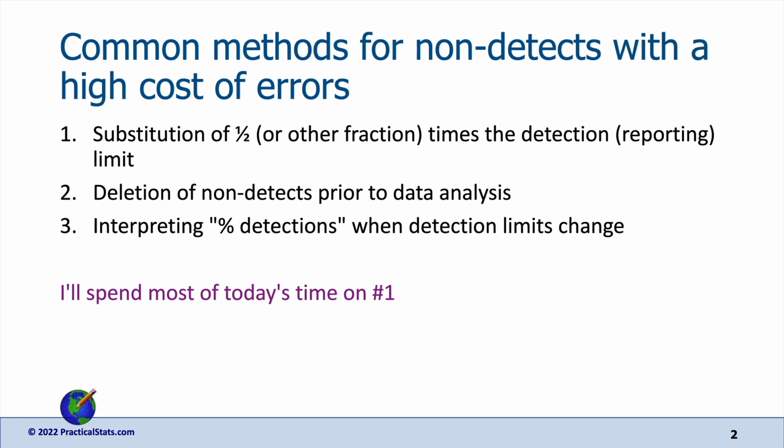these three methods. The second method that's inadequate for handling data with non-detects is the deletion of those non-detects prior to doing your data analysis. So you might throw out something like the lowest 30% of your data and then try to make some sense out of the upper 70%. And as you can imagine, that might not work very well. Thirdly, people interpret percent detections but don't pay attention to the fact that those detection limits are changing. So those are the three methods I'll talk about, though most of the time I'll be talking about substitution today.